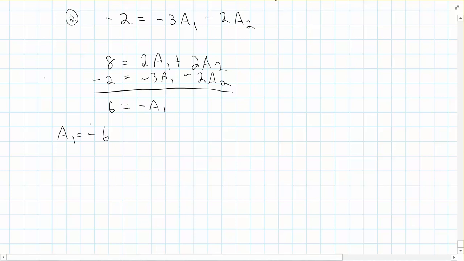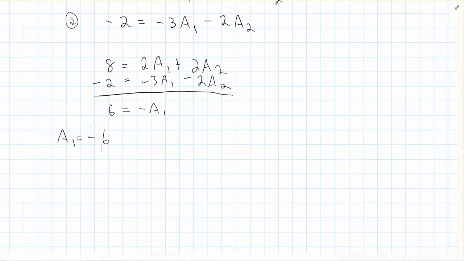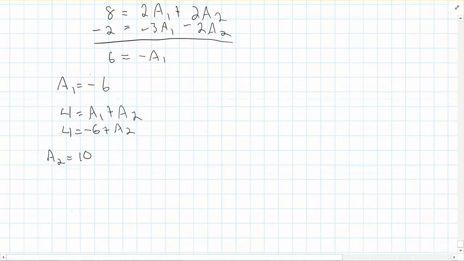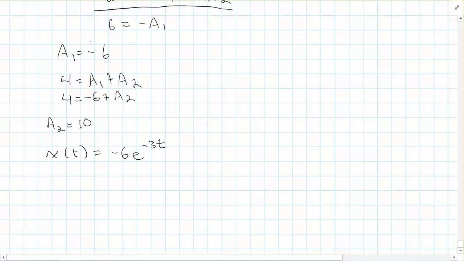And then we just use one of those equations. I'll just use equation 1 here. That 4 is equal to a1 plus a2. And so then we'd get what? We'd have 4 is equal to negative 6 plus a2. So a2 is 10. And so we'd write my final solution down as x at t is equal to negative 6 e to the negative 3t plus 10 e to the negative 2t.